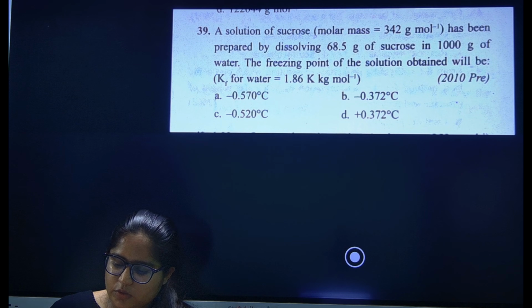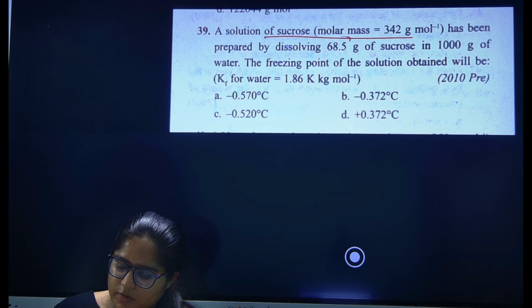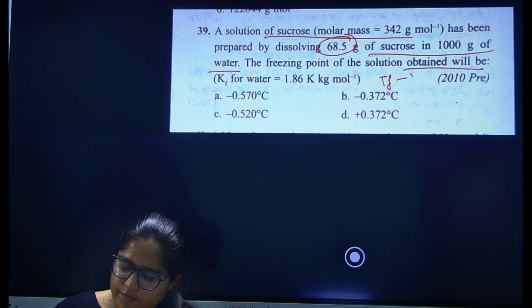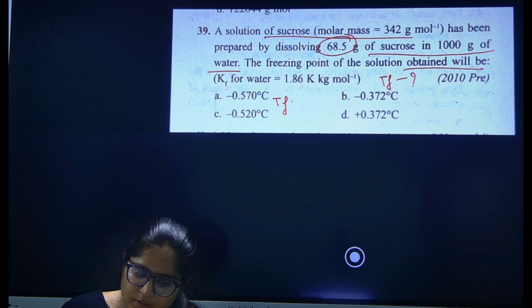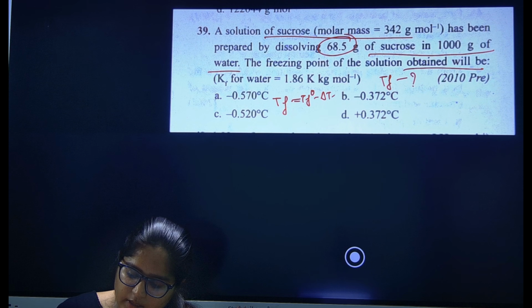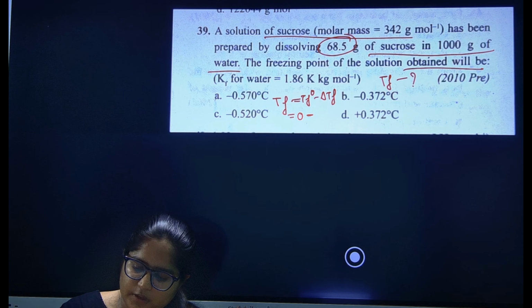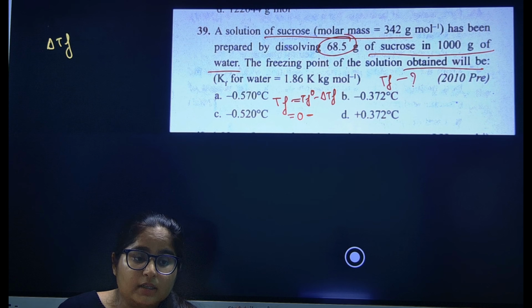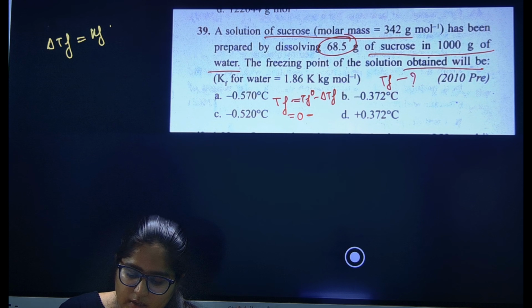A solution of sucrose, molar mass already given, has been prepared by dissolving this much gram of sucrose in 1000 gram of water. Fine. The freezing point of solution obtained. Freezing point of solution means TF they are asking. So we know how to find out TF will be equal to TF naught minus delta TF. TF naught is how much? 0. 0 minus delta TF. So let us find out first delta TF. So delta TF will be equal to KF into m.